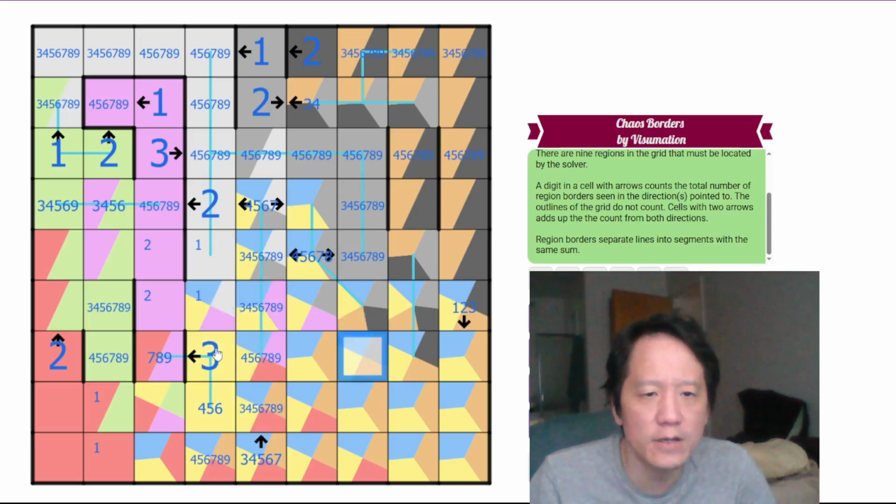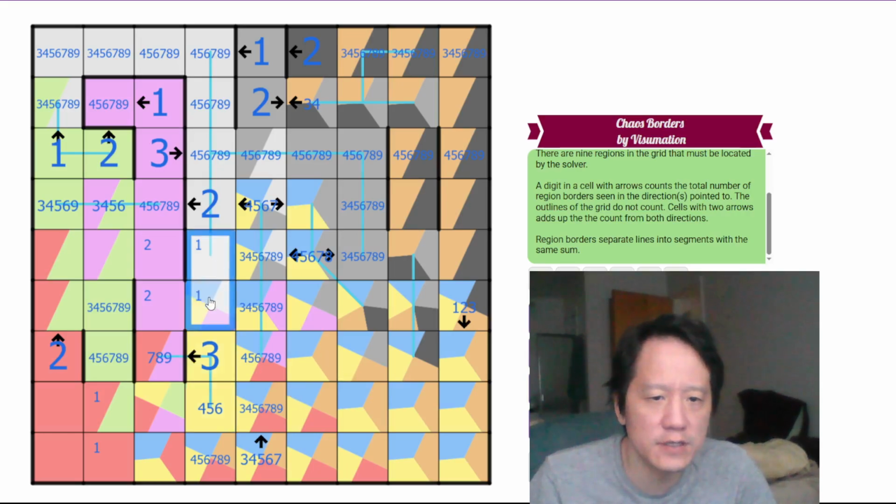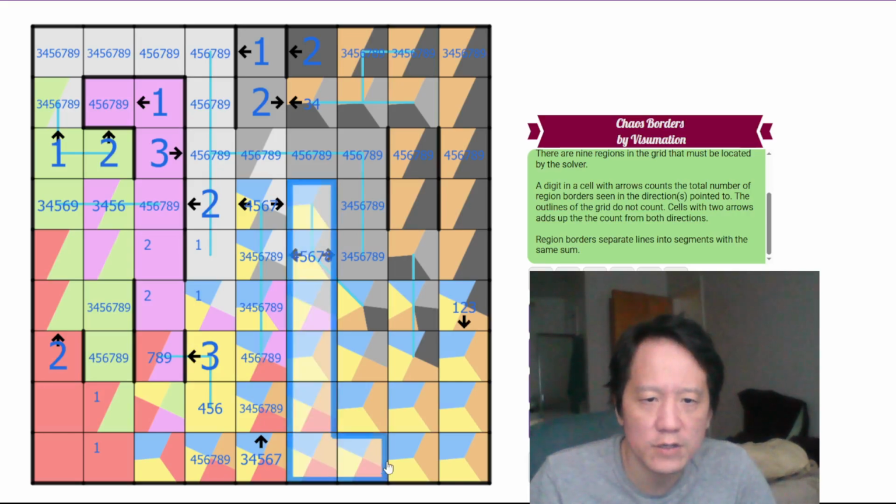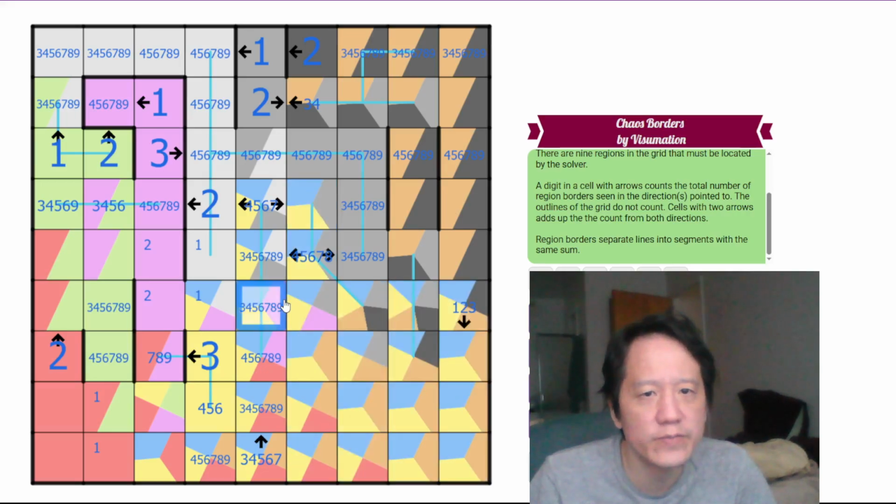Okay. Yellow needs a 1, and it cannot access it here. Or here. Obviously, this is the red one. So where is the yellow one? It has to be one of these, which is pretty broad. One of these, even one of these.